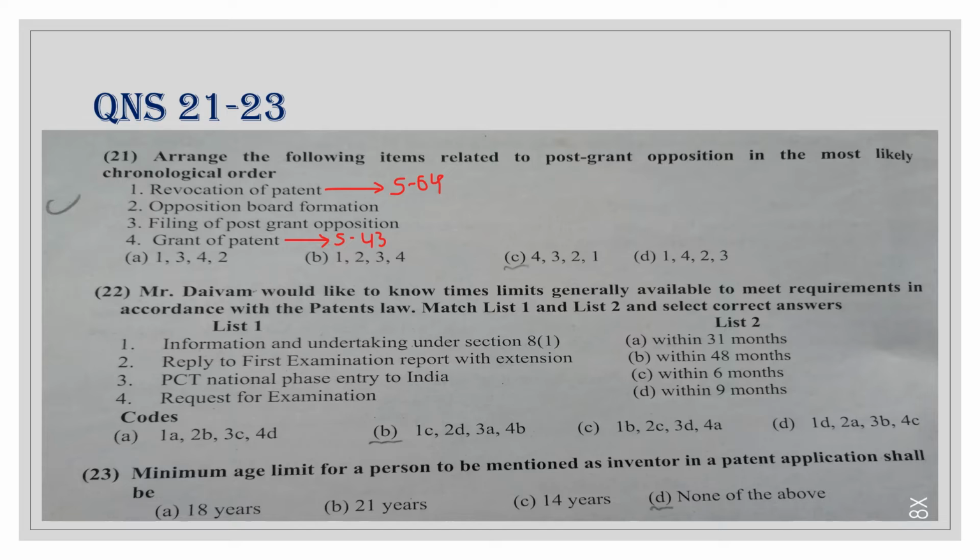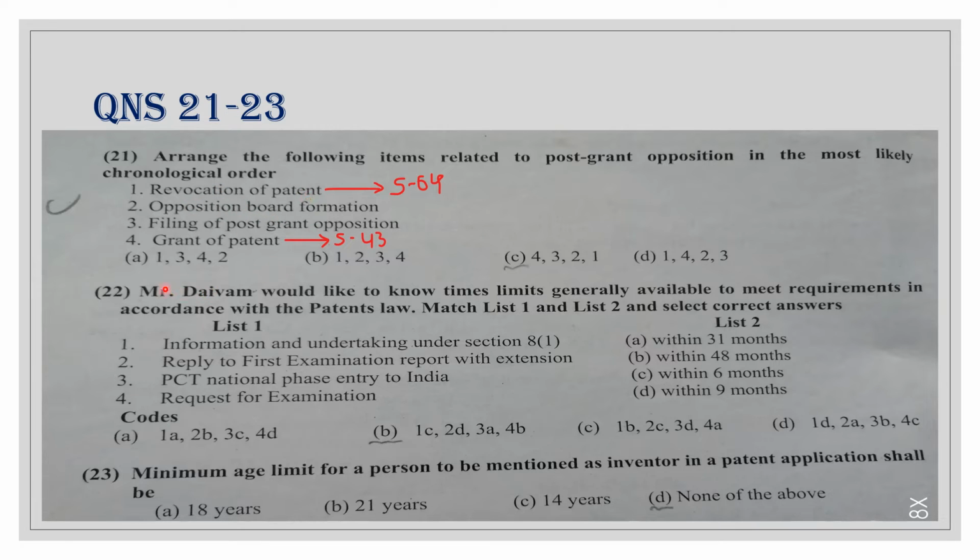So friends, if you have somehow forgotten the sections, the rules, etc., then by using your common sense only you can very well answer this question in a correct way. How? Let us see. Here we can see grant of patent, filing of post grant opposition, opposition board formation, revocation of a patent.